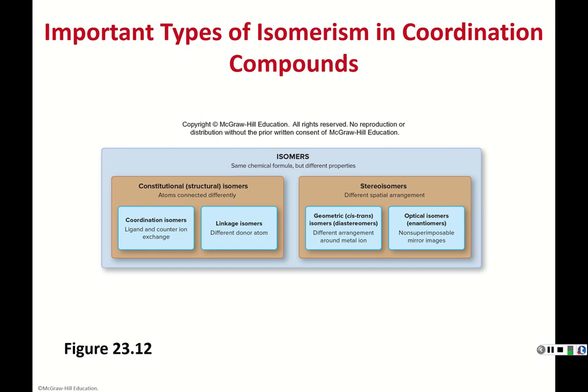So here's a summary of the different types of isomers in coordination compounds. We have constitutional or structural isomers and stereoisomers. Constitutional isomers are coordination isomers and linkage isomers. For stereoisomers, you have geometric cis-trans isomers, also known as diastereomers, or you have enantiomers, which are optical isomers. So there are four types of isomers to know.